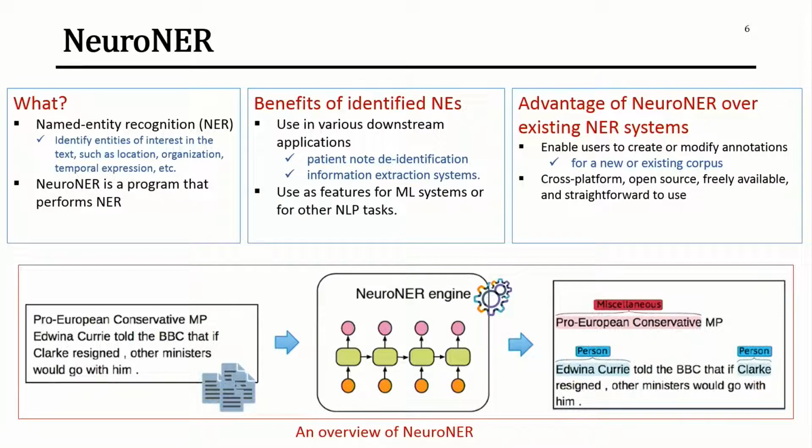We have the input, which is a piece of text, a piece of an article. And the Neural NER engine processes that information, and as a result, it gives us the entities appearing in it. For example, in this case, we see some names like Edwina Currie, which is a person, and we have another person name called Clark. So from this simple sentence, we know who is mentioned in this article.